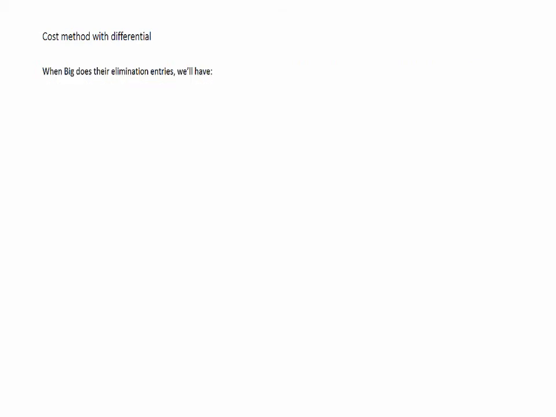When Big Company does their elimination entries, we'll have, again, their first S entry. They eliminate the subsidiary's beginning of year owner's equity accounts, common stock and retained earnings. They carry forward the differential equipment value. So the total book value of the firm plus the unamortized differential is $400,000, and very conveniently, that equals the balance in the investment in Little. We record our year's worth of amortization, depreciation expense, and a credit to equipment net. And then finally, we eliminate the subsidiary's dividends declared against the parent's investment income.